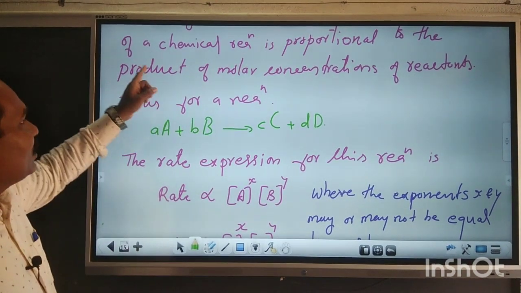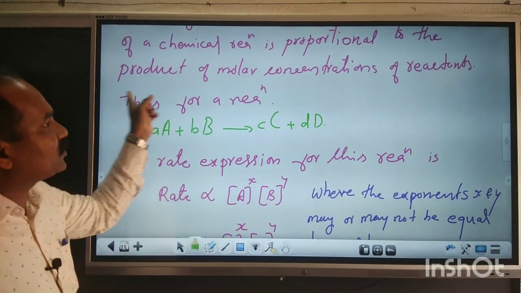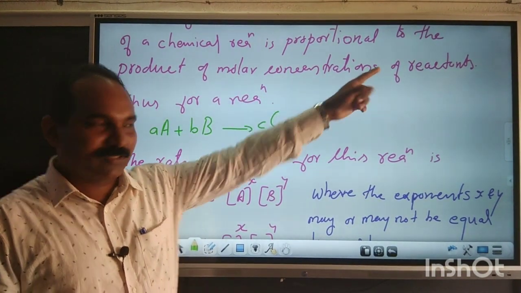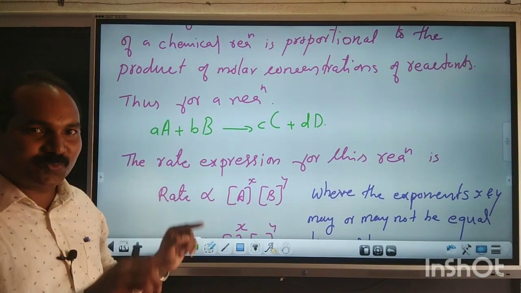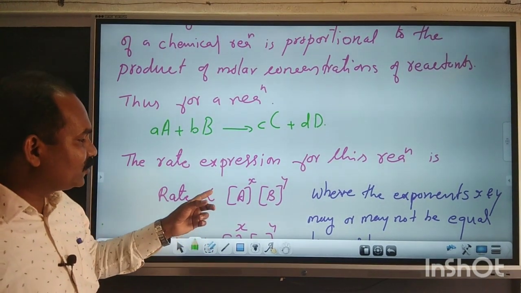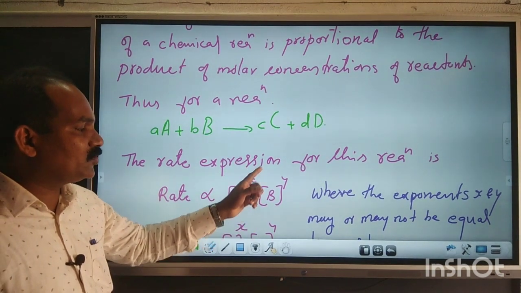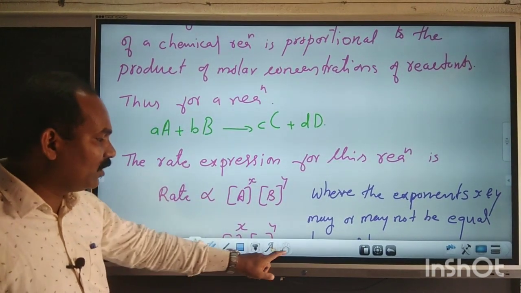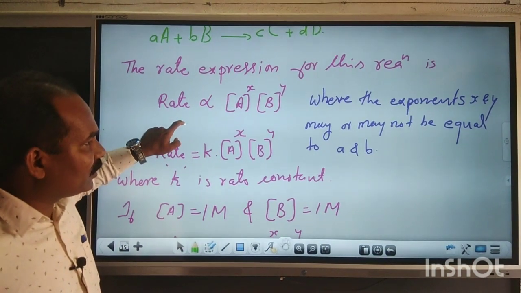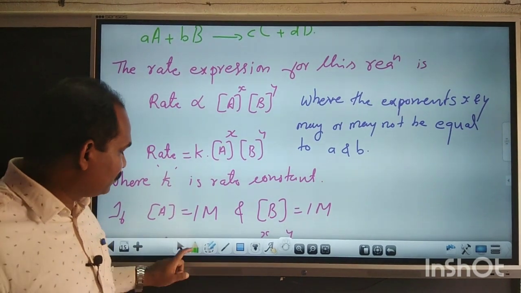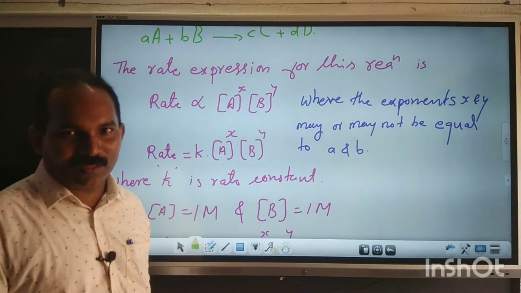The rate of the reaction is proportional to the product of the molar concentrations of the reactants. So rate is directly proportional to concentration, expressed in square brackets, as we know. So it is proportional to the concentration of A raised to X, B raised to Y. In plus 1 we noted A raised to a, B raised to b. Here there is a change: A raised to X, B raised to Y.